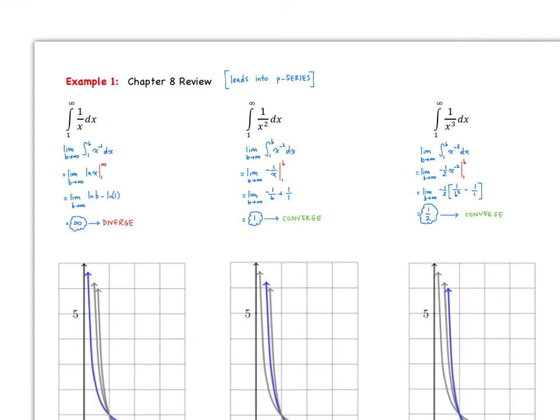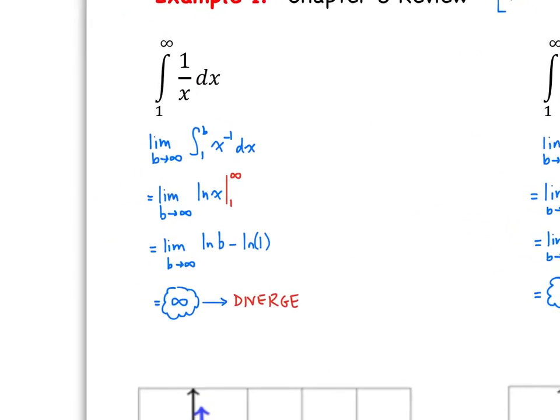These next examples are just review from Chapter 8, but they lead into P series, all right, which is our next topic. So let's go ahead and quickly integrate these three examples. Now, these are improper integrals, so we have to set up those limits, right?